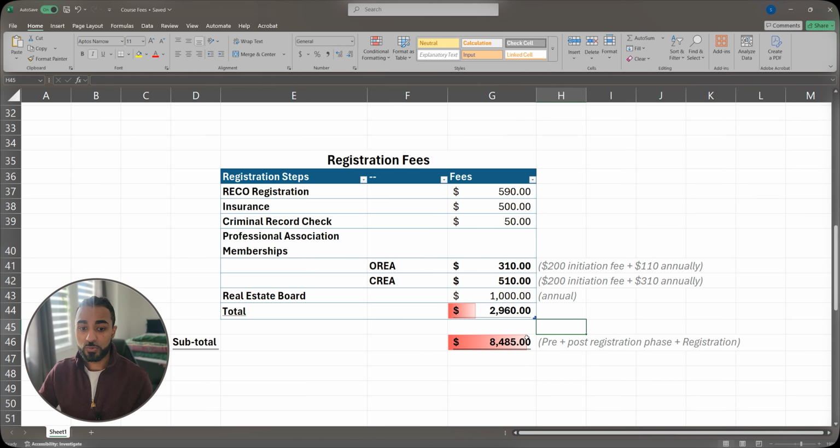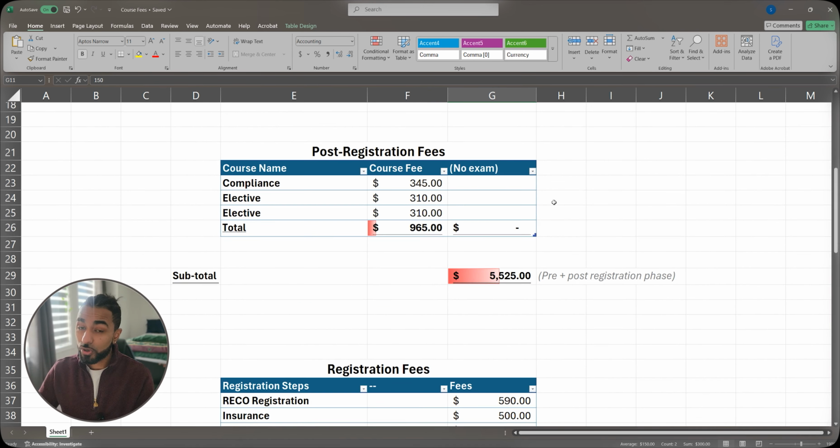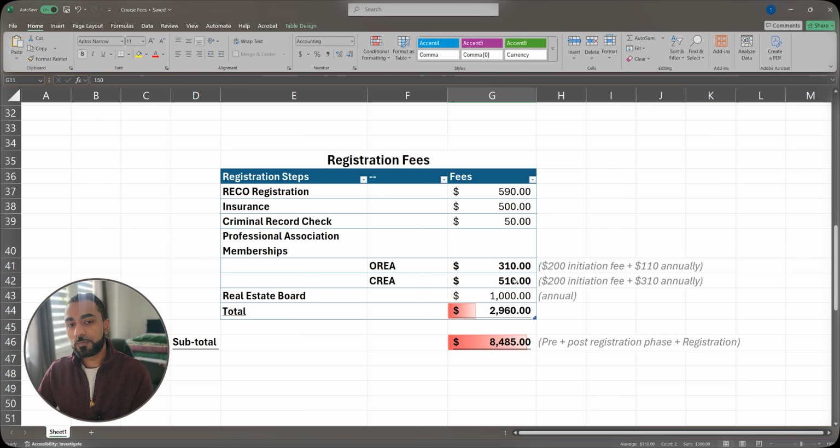So like I said before, if we go up here, your remediation days, right? The simulation ones, those you can potentially eliminate. So it's $300 cheaper if you don't fail your sims, right? And then we go over here, right? And ORIA, we have to do, but CREA, you can be optional as well. So $500 you can eliminate. So in total, if you pass your sims on the first try and you don't want to be a part of CREA, you can take out about $800 from this. So, closer to about $2,100, and your total fee will be closer to about something like $7,500.